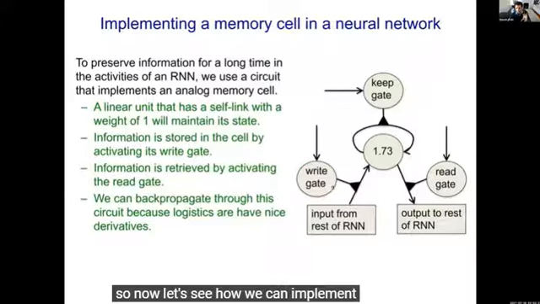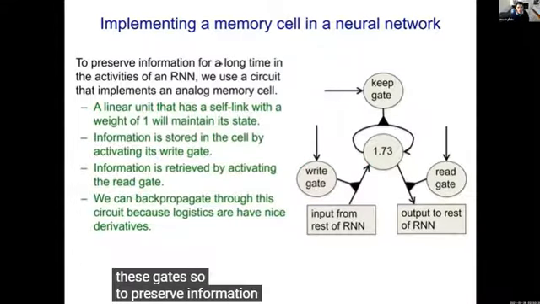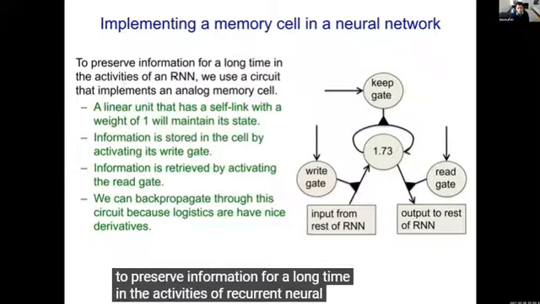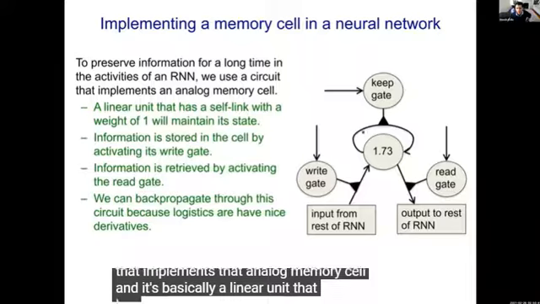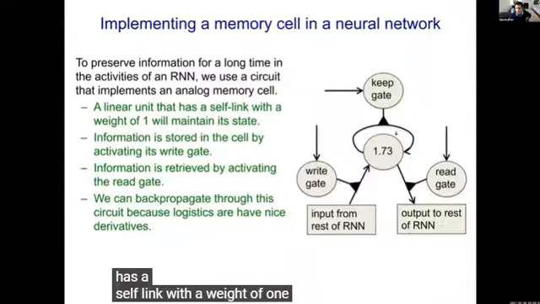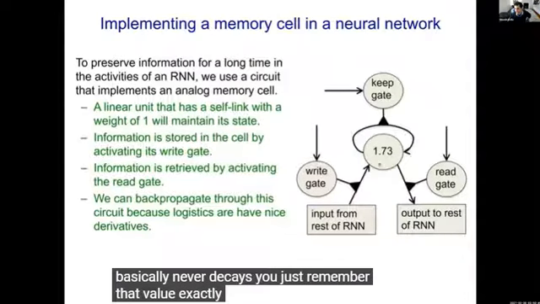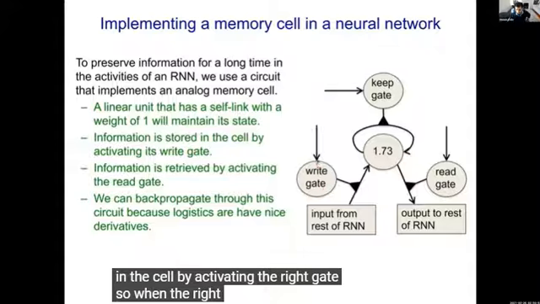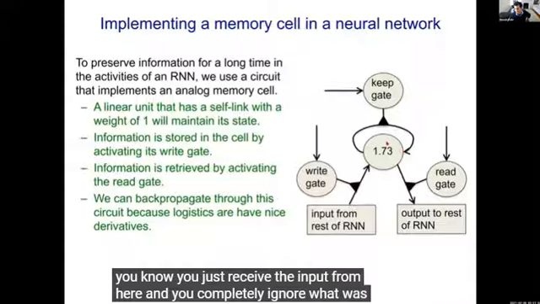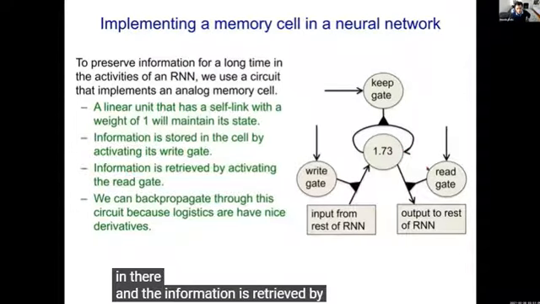So now let's see how we can implement these gates. To preserve information for a long time in the activities of a recurrent neural network, we can use a circuit that implements that analog memory cell. It's basically a linear unit that has a self-link with a weight of 1. That self-link never decays. You just remember that value exactly till the end of time. And that information is stored in the cell by activating the write gate. So when the write gate opens, you just receive the input from here and you completely ignore what was in there. And the information is retrieved by activating the read gate.